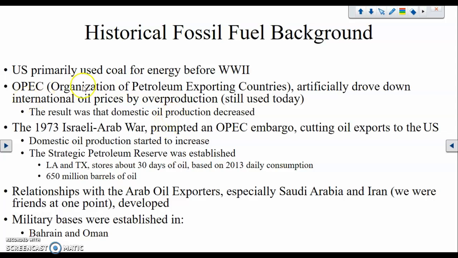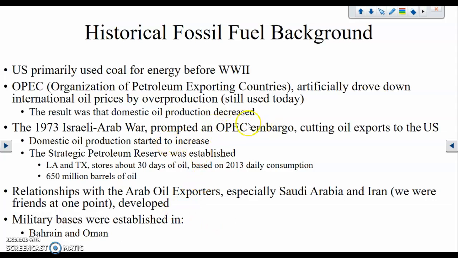Because of this war in 1973 as well, we actually have the Strategic Petroleum Reserve. So we have 30 days worth of petroleum in Louisiana and Texas. So if a war breaks out, we still have 30 days worth of fuel to meet our daily energy needs. All right.